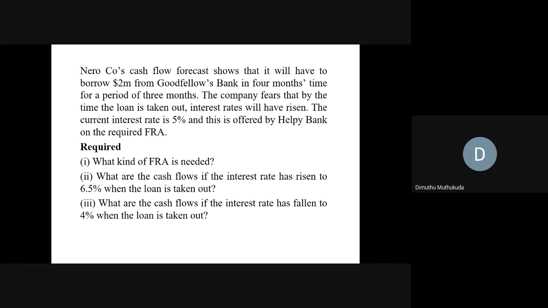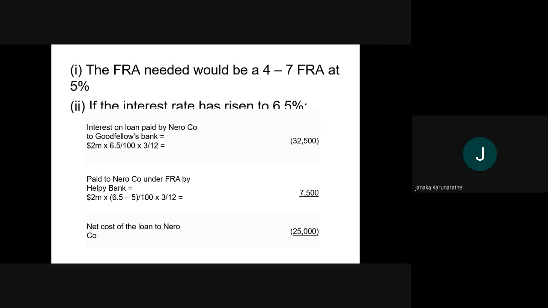A 4 by 7 FRA, because you want to borrow in 4 months' time for a 3-month period. So what are the cash flows if the interest rate rises to 6.5%? The interest on the loan paid by Nero Company to Goodfellows Bank is $2 million into 6.5% for 3 months. So you have to pay 32,500 if the interest rate rises to 6.5.